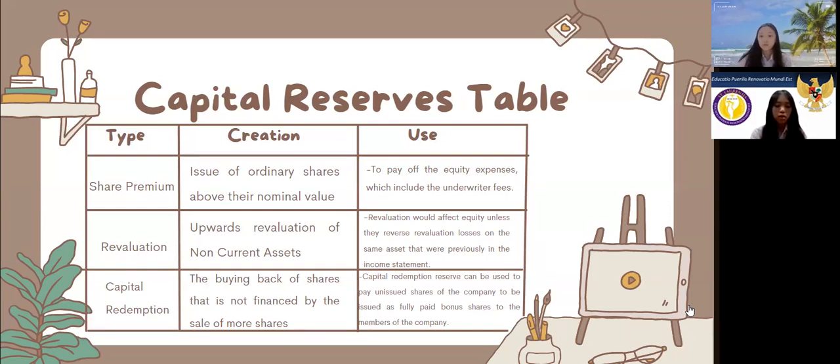Capital redemption reserve can be used to pay up unissued shares of the company to be issued as fully paid bonus shares to the members of the company.